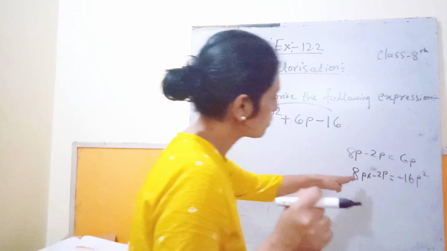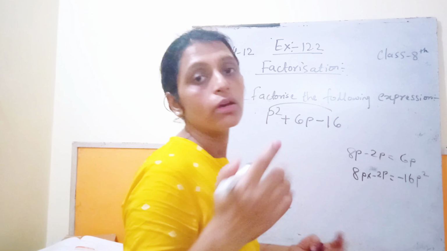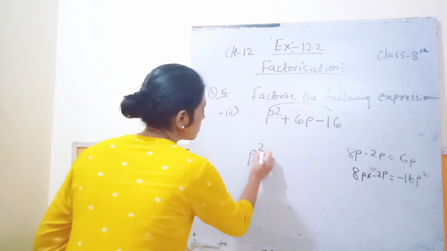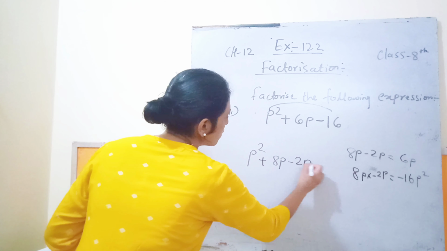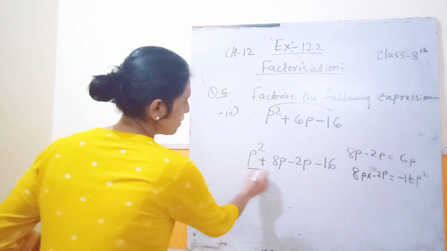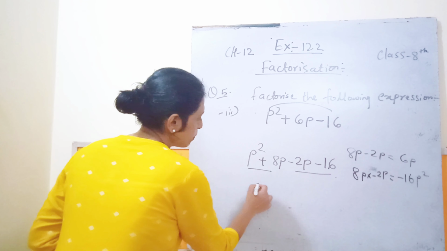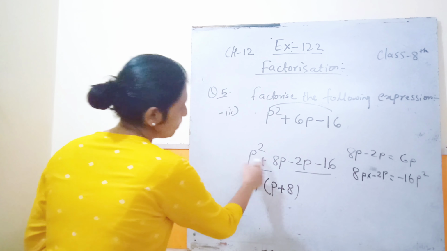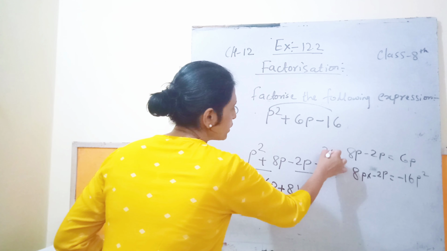Why negative? Because when one is a positive integer and another is negative, we always get a negative integer. Now in place of 6p we can write 8p minus 2p, so the expression is p square plus 8p minus 2p minus 16. So we are having 4 terms now. We can pair them up. So here p square, here 8p, so 1p can be taken as common and we are left with p plus 8. Now 16 can be written as 2 into 8.